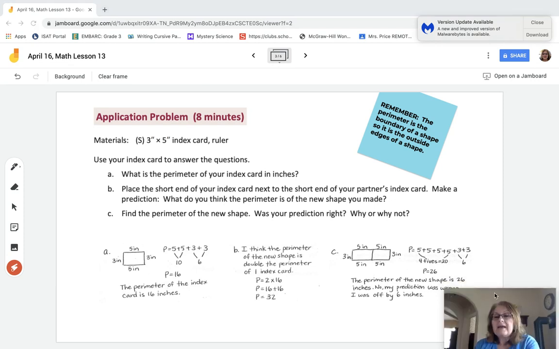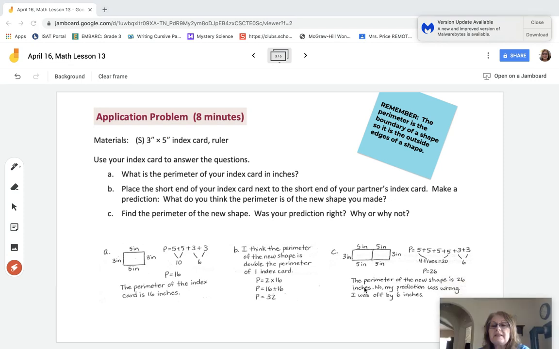Let me move this down a little bit. We've got both index cards here put together. It says the perimeter of the new shape is 26 inches. No, my prediction was wrong. I was off by 6 inches.